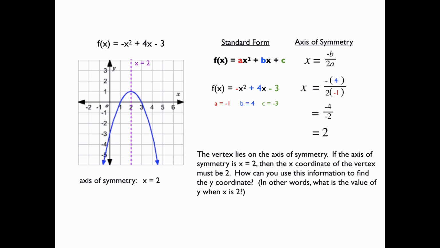So, I know the vertex lies on the axis of symmetry. If the axis of symmetry is x equals 2, then the x-coordinate of the vertex must be 2. How can you use this information to find the y-coordinate, or in other words, what is the value of y when x equals 2? Well, all we have to do is evaluate the function for an input of 2, and whatever the output is, that's our maximum or minimum. In this case, it'll be a maximum. And that's it. It's as simple as that. So we identified the vertex and the maximum output.